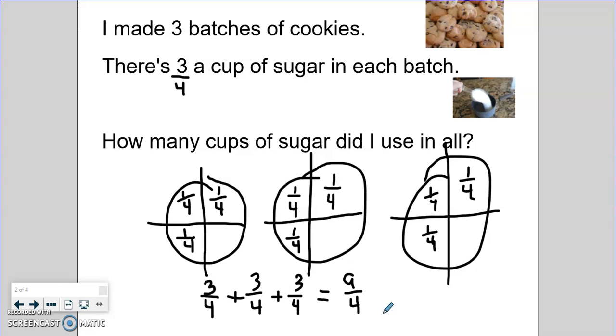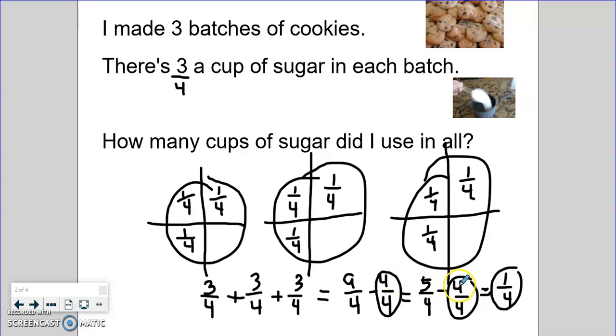Now, how many wholes is that? I'm going to subtract 4/4, which is 1. That leaves me with 5/4. Alright, so I'm going to circle this guy. And then I'm going to subtract 4/4 again, which is another 1. And that leaves me with 1/4. So I am left with 2 wholes and 1/4, or 2 and 1/4.